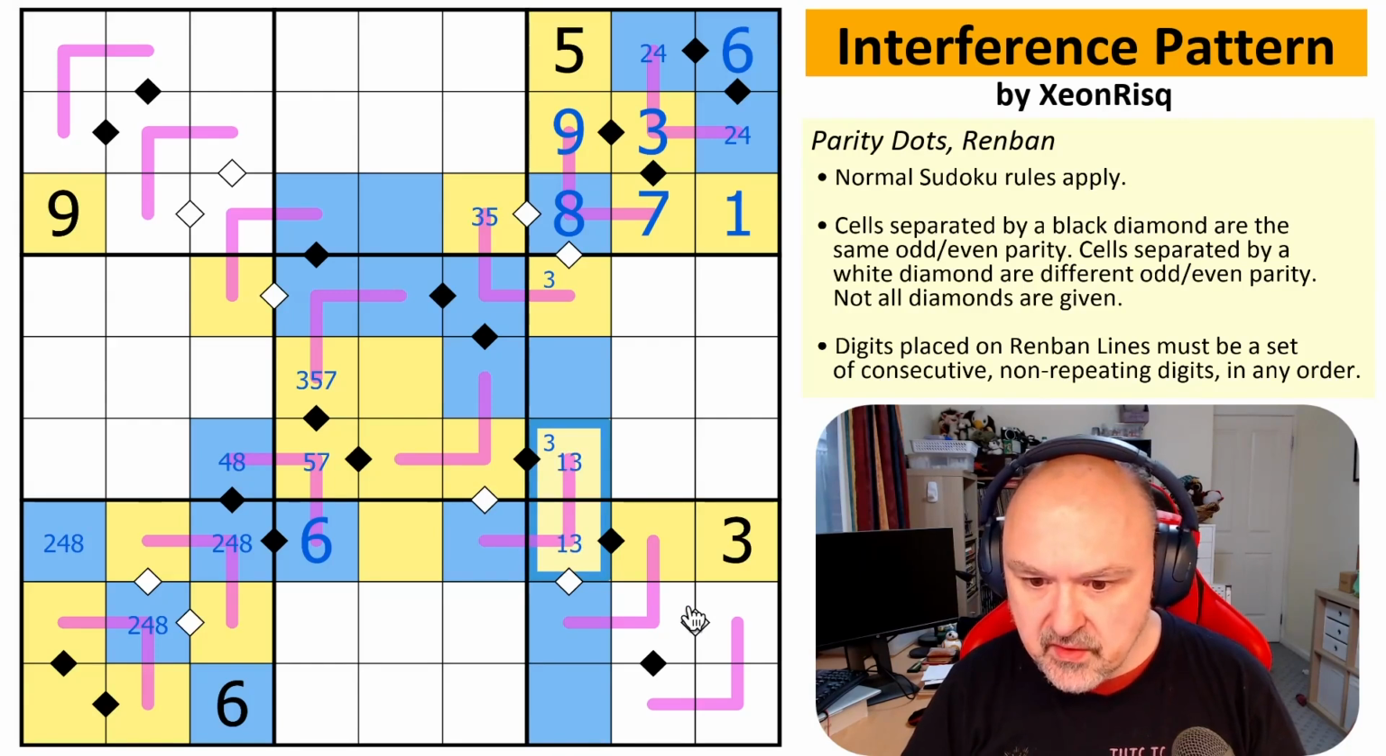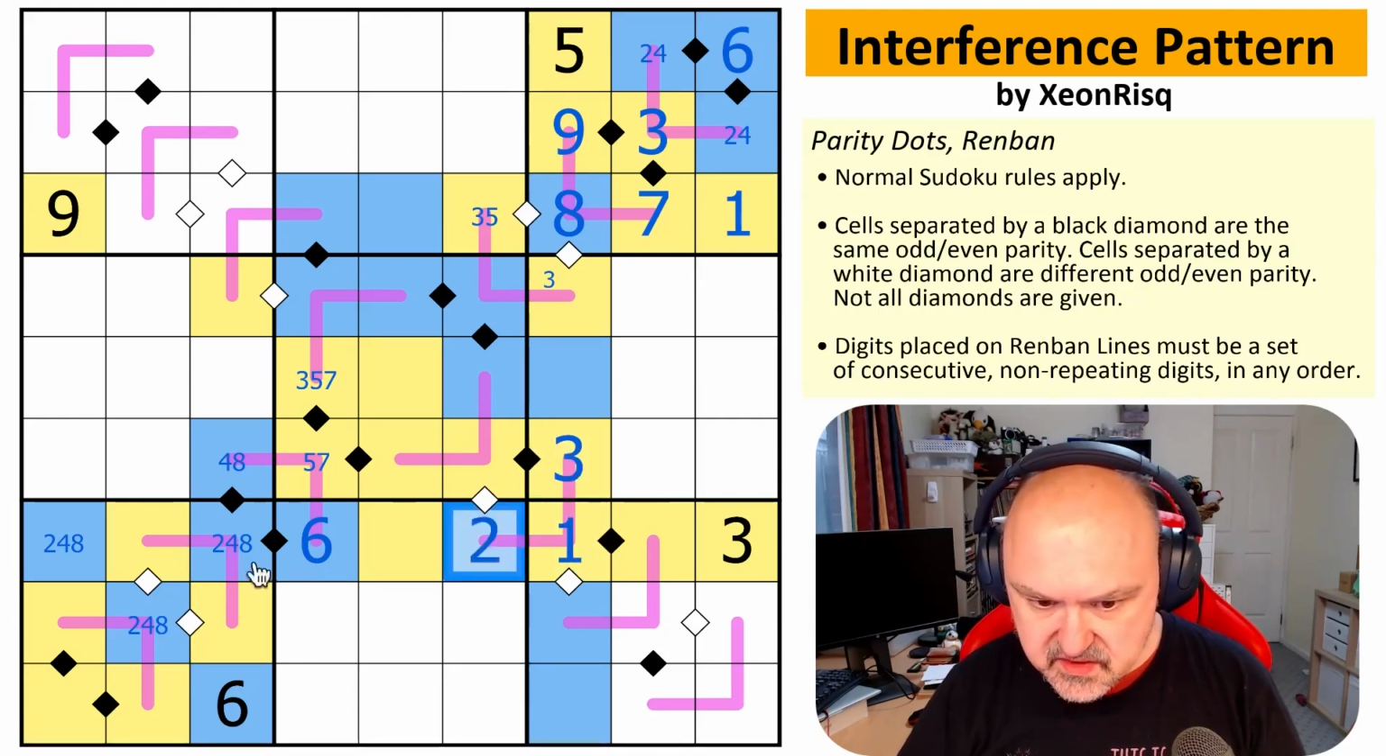So these are 1, 3, 7. This one can't be 3. That's forced, isn't it? Because if this was 7, it'd have to go 6, 5, and I can't put 5 on this. So 7 can't connect with 1 or 3 on a 3-cell Renban. So this has to be 1, 3. This has to be 2, which takes 2 out of those and puts 2 into there.